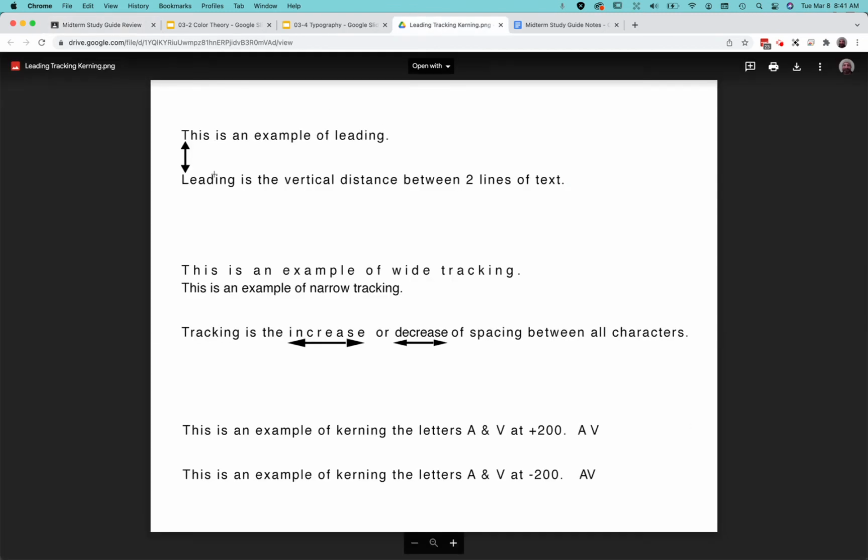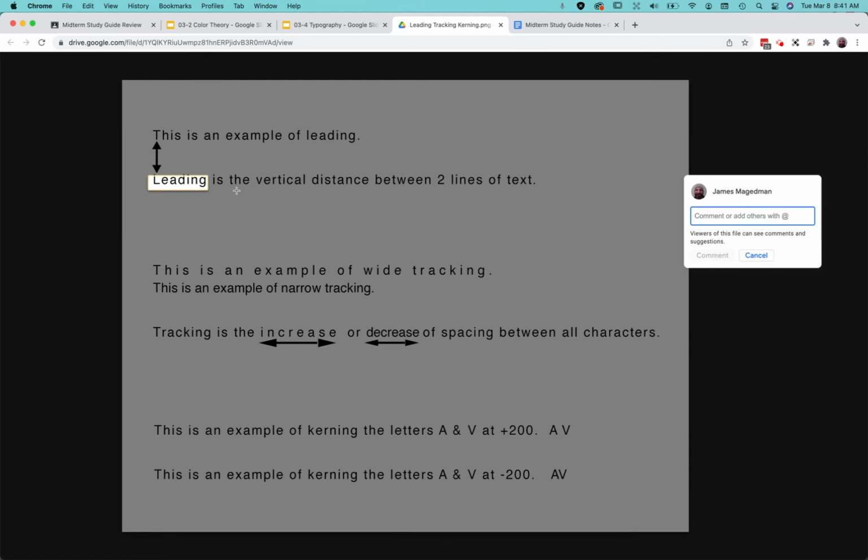This is an example of leading. It's the vertical distance between two lines of text. So, like we spoke about in class, when you're typing up a paper and your teacher asks you to have it single spaced versus double spaced, or sometimes one and a half spaced, that's the distance between the top line and the bottom line. Make sure you know this word, leading.